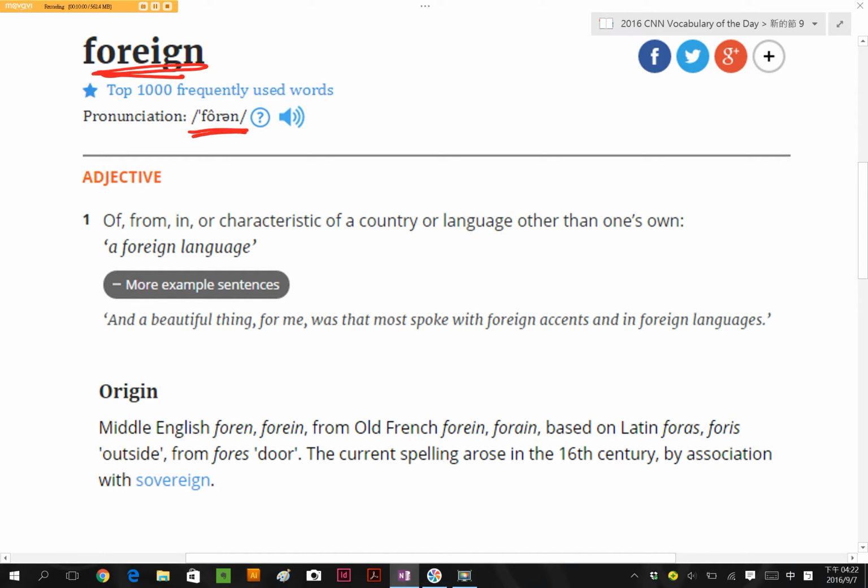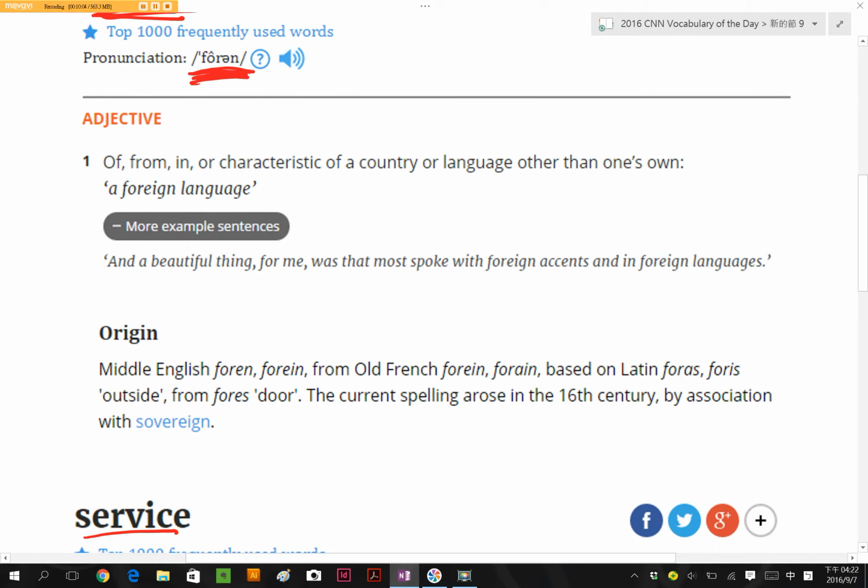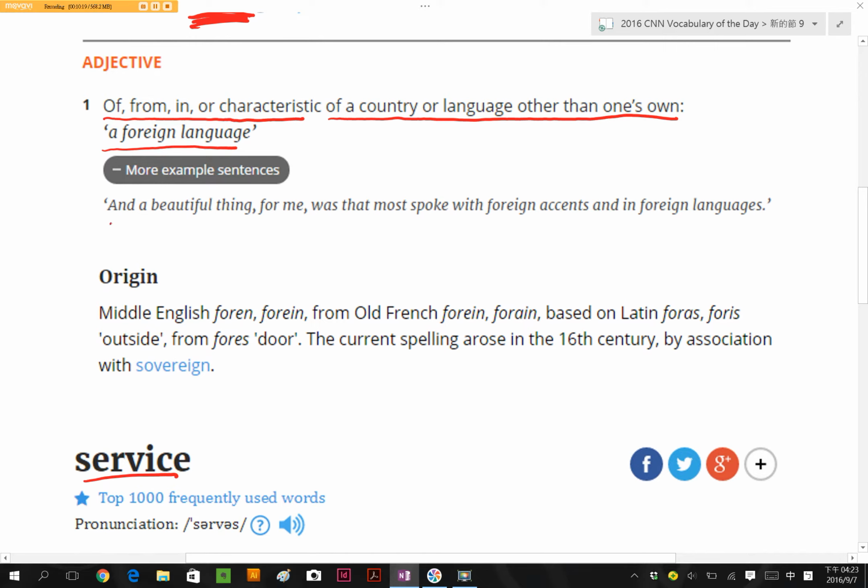Okay, foreign. Adjective: of, from, in, or characteristic of a country or a language other than one's own. A foreign language. More example sentences: And the beautiful thing for me was that most spoke with foreign accents and in foreign languages.